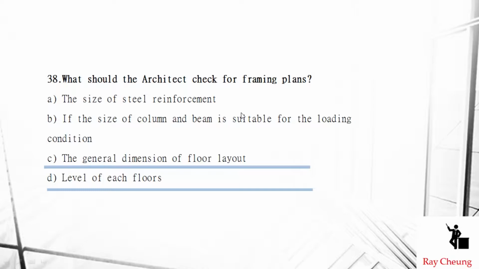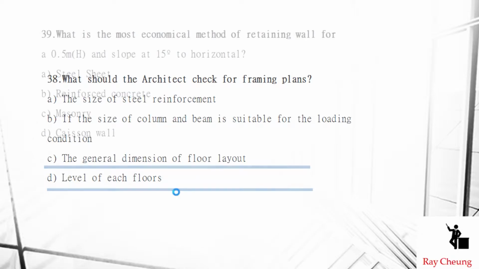And this one is about the duty of the architect. I think you need to understand the framing plan is most likely decided by the engineer. That's why the size of the steel reinforcement, the architect doesn't need to care. The responsibility should rely on the so-called engineers, and whether the beam size is suitable for the loading is also the engineer's duty. That's why most likely the architect needs to take care of the general dimensions and the level of each floor.